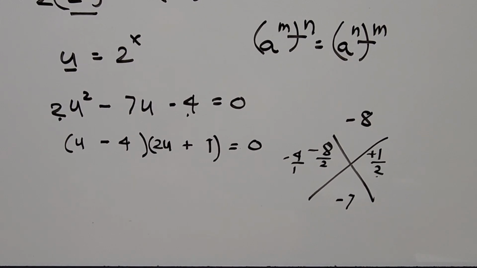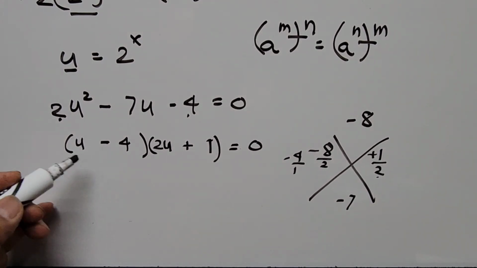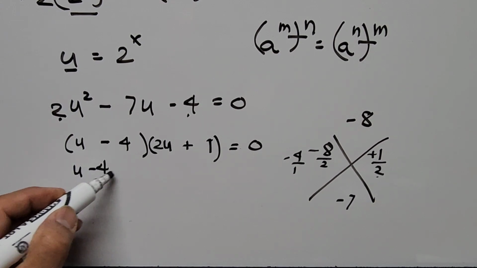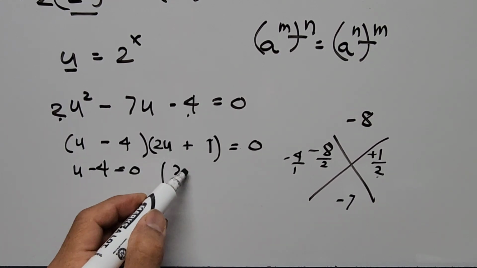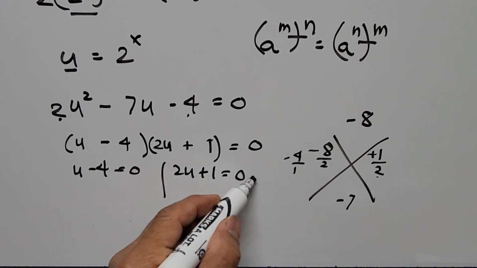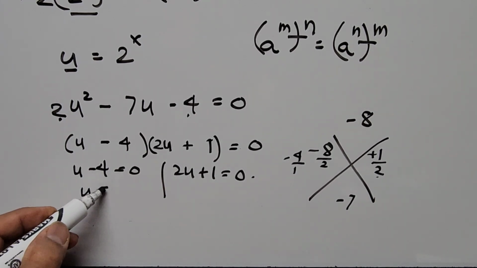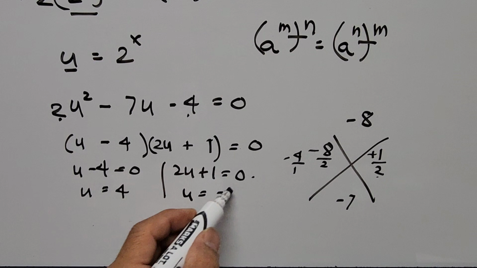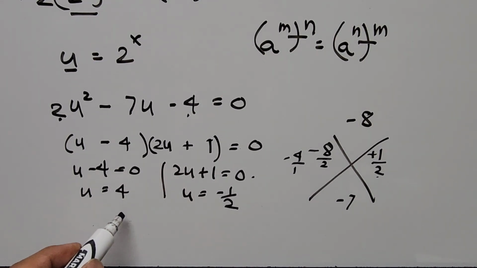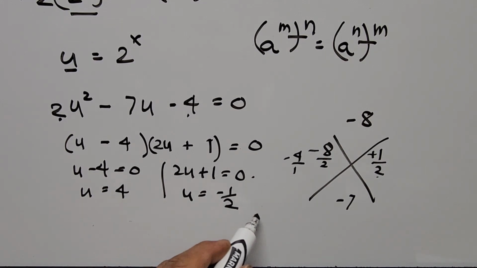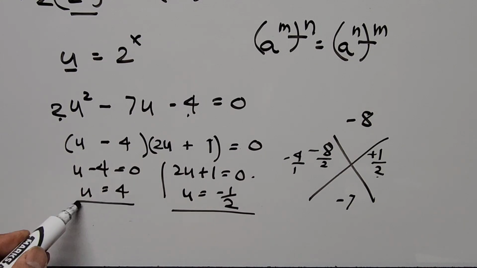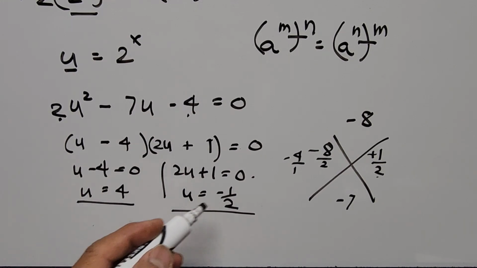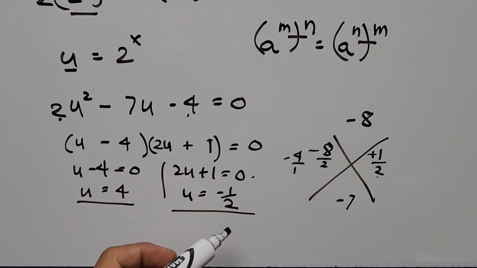So from here, we're equating both factors to 0 to get the value of u. The left-hand side is u minus 4 equals 0. The right-hand side is 2u plus 1 equals 0. From here, the value of u is equal to 4. On the right-hand side, the value of u is equal to negative 1/2. Since we're after the value of x that is a real number, we cannot use this value here, so we'll be having u equal to 4.